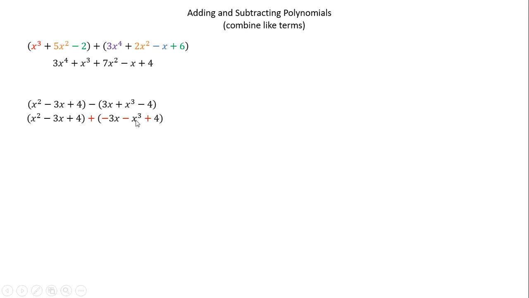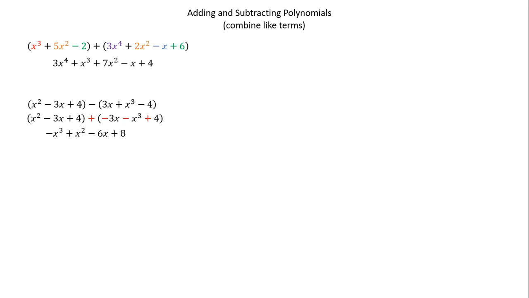We have x cubed, we have x squared, we have a few x's, and we have a couple constants. So we can add those together. Well, negative x cubed plus x squared looks negative 3x, plus another negative 3x is negative 6x, and then 4 plus 4 is plus 8. And there's our answer. That's our polynomial that we got when we added them together, subtracted them. So it's just combining like terms.